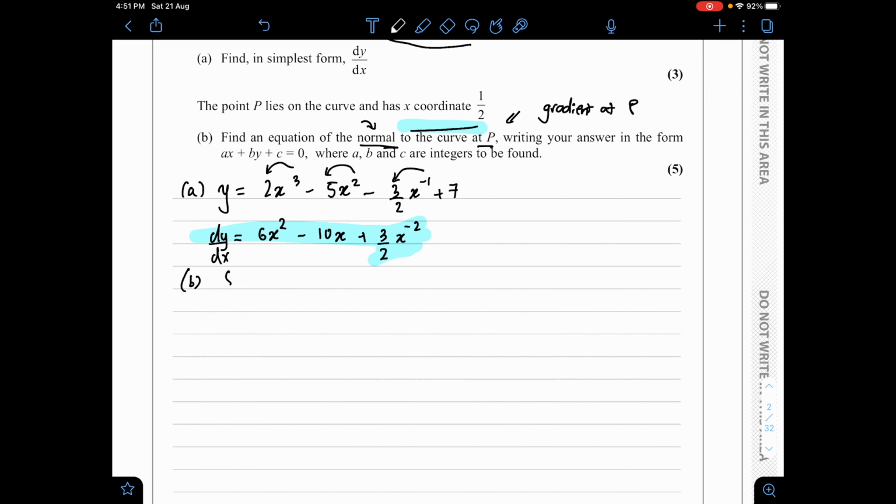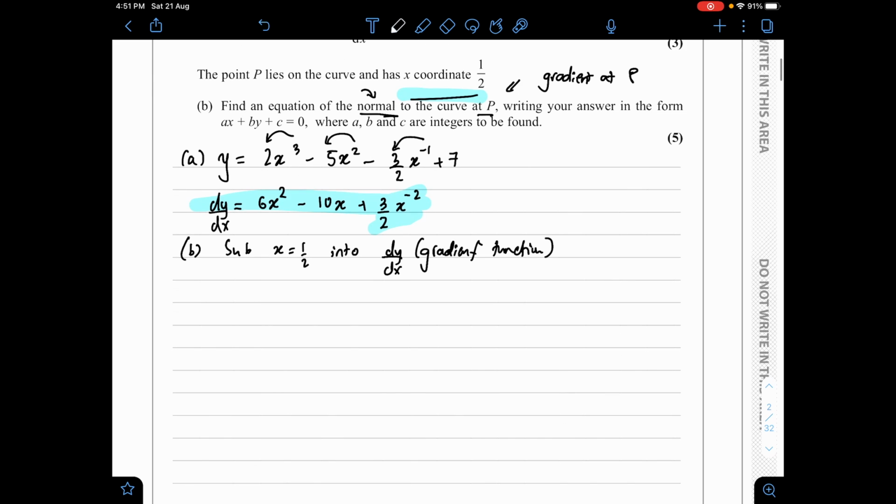So what do you have to do? We have to substitute our x equals half into our dy over dx, our gradient function. So we do that: dy over dx equals 6 times a half squared minus 10 times a half plus 3 over 2 times a half to the power minus 2. Okay, so you put it in the calculator, and you will get that it is 5 over 2, right?